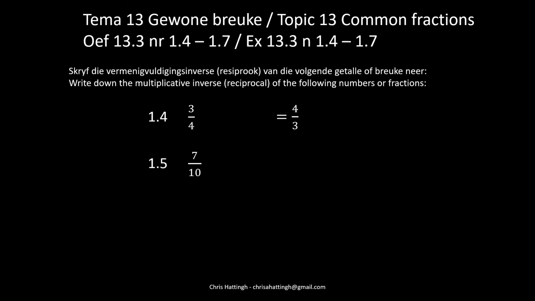1.5, 7 over 10 will be 10 over 7. 43 over 50 will change to 50 over 43. 1.5, you first need to convert it to an improper fraction. That will be 3 over 2, and then you're going to switch it around. It will be 2 over 3.